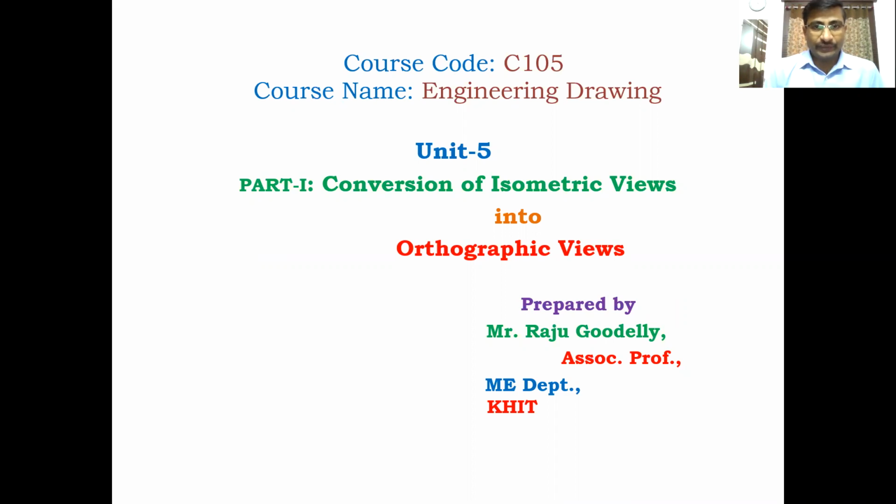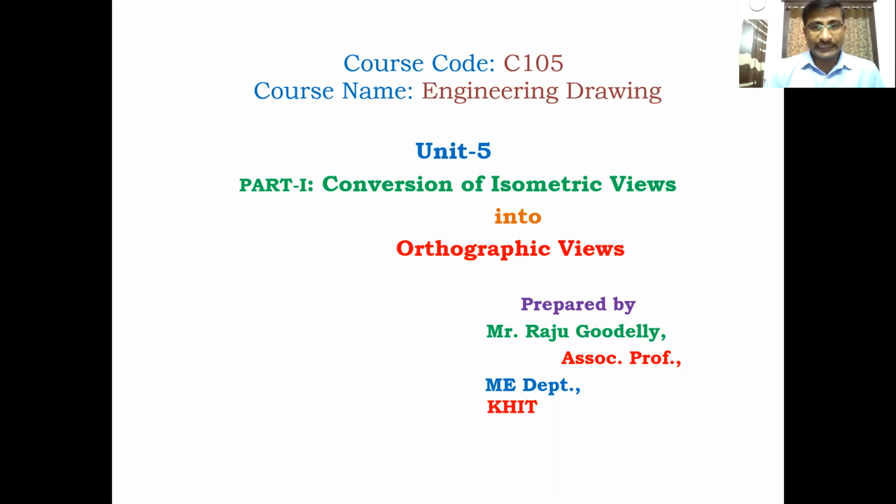This is the last unit, unit 5 in the engineering drawing syllabus, which involves 2 parts. First part is conversion of isometric views into orthographic views. And the second part is vice versa, that is conversion of orthographic views into isometric views.